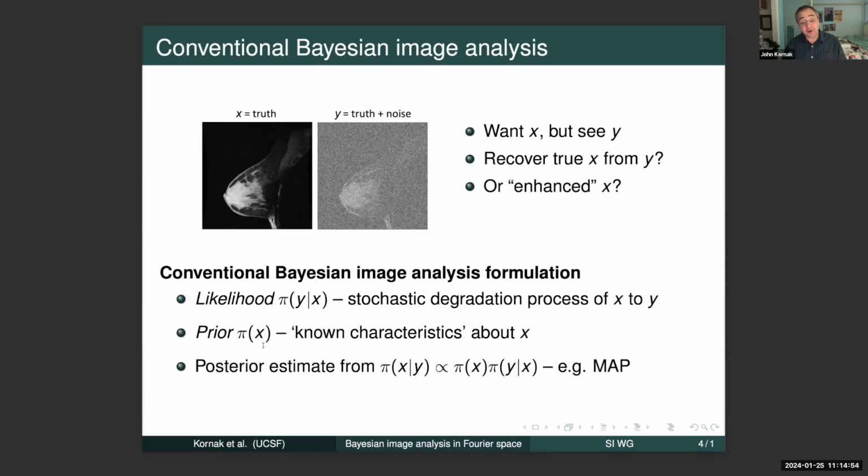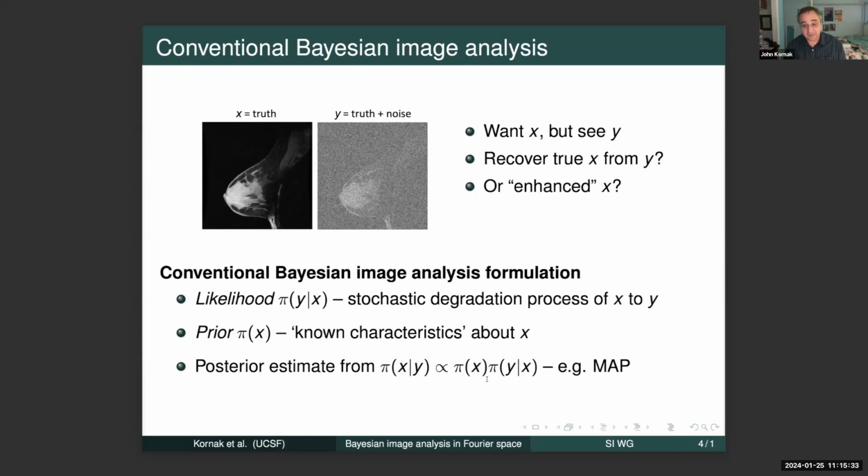And then we combine the likelihood and the prior using the usual Bayesian formulation. So the posterior pi of x given y is proportional to the prior times the likelihood. Having gained the posterior, I want to get a single estimate. By far the most common estimate in Bayesian image analysis is the maximum a posteriori estimate, the posterior mode. So you have this high dimensional distribution over all possible pixels, and then you go to the very top of that posterior distribution, and the image associated with that point is your MAP estimate.